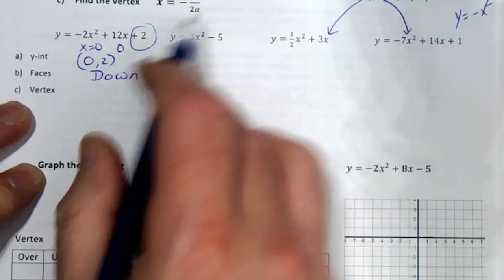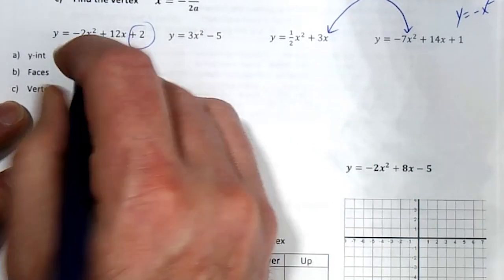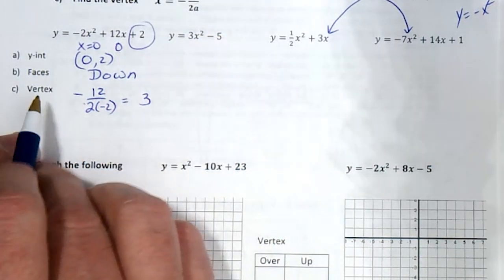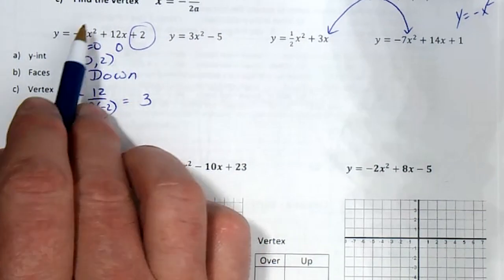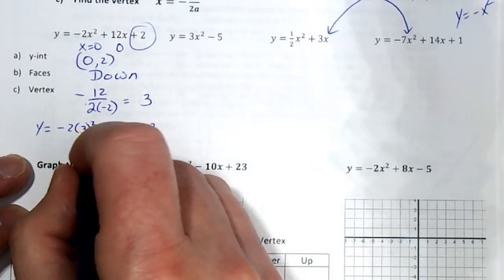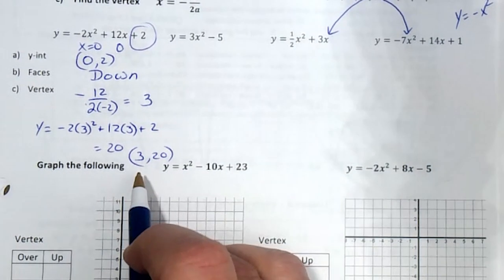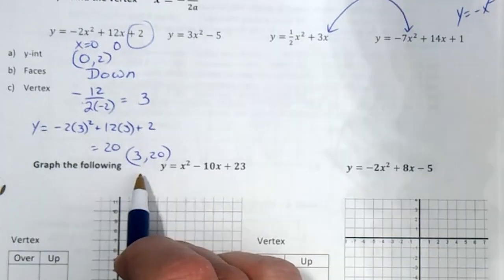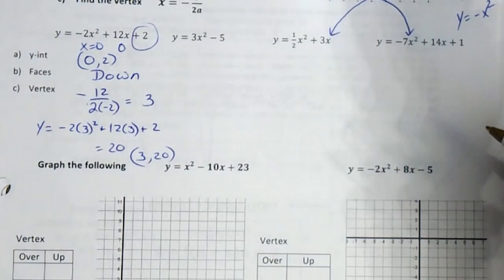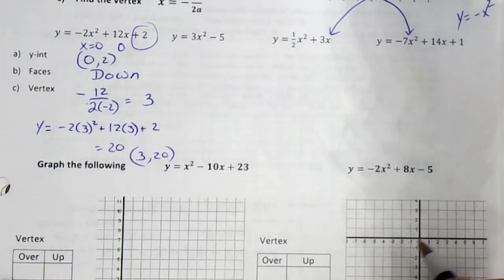And for the vertex, we're going to go back to our formula. It's going to be -12 over 2 times -2. To find the y-coordinate, I'm going to plug 3 into my equation. So in this case, the vertex will be 3, 20. That's what we're going to do for each one. Try it out. Pause the video, see which ones you can do, and then check your answers afterwards.